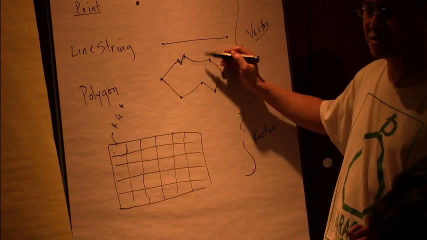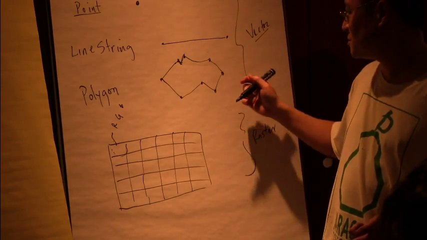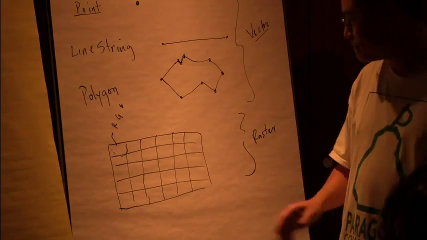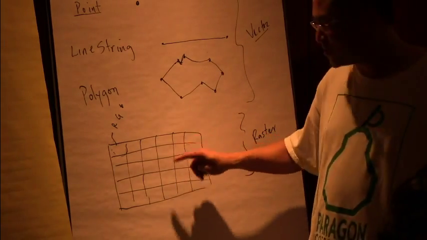Otherwise, we have the vectors. Vectors came first, and then raster was added about 3-4 years ago. So this is like an image thing? Yes, this is like an image thing. We'll show you.